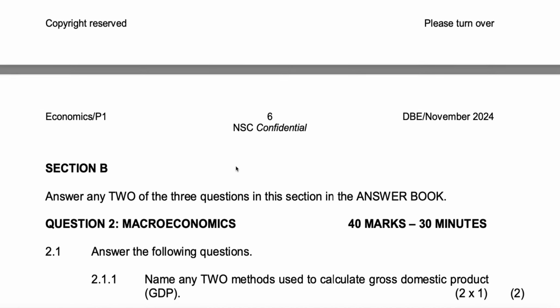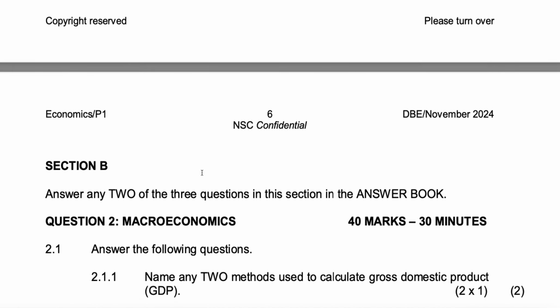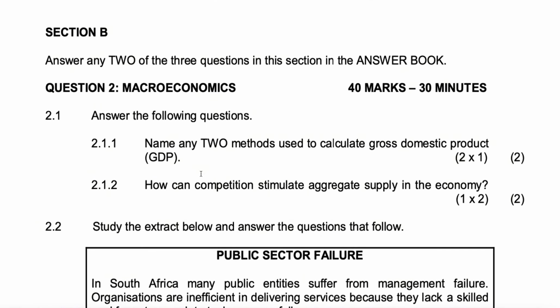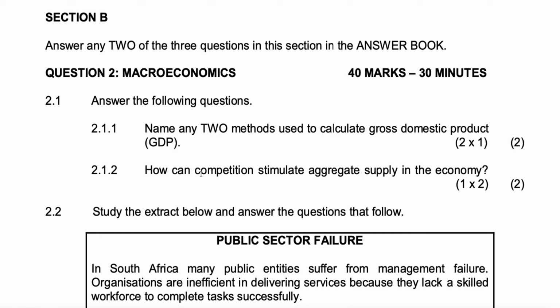All right. So let's move on to section B. In section B, I go for questions 2 and 4. I'm not even going to address question 3. My apologies to those who want economic pursuits, but no, I'm not doing that. All right, so let's see. Section B, we are answering everything here, everything in question 2.